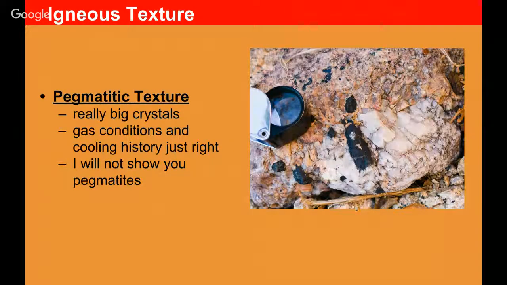And then you can have extreme variations on that. Here's a Hanlon's for scale. This is a pegmatitic texture. So pegmatites, very large crystals. You can get extremely large crystals in some cases with the right conditions, with certain gas and cooling history conditions.